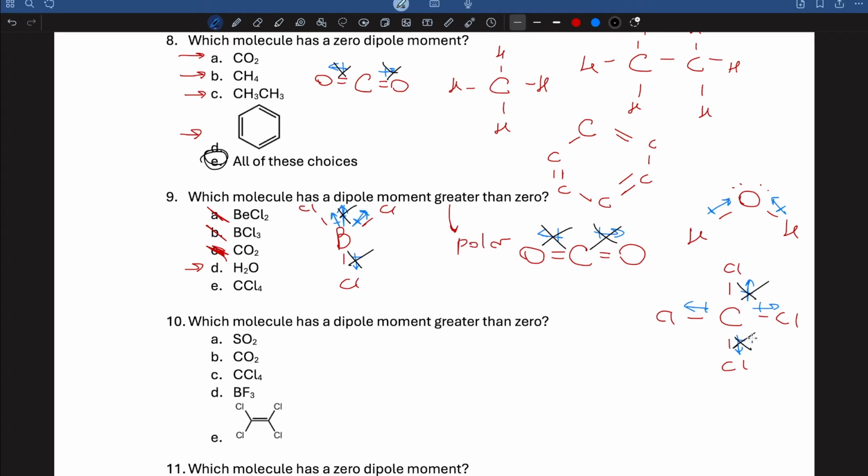Right? Up and down cancel each other out, and left and right cancel each other out. And so this structure is still overall nonpolar. So I was correct. The answer should be D.